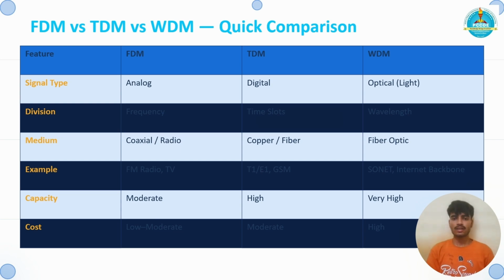communication. Now let us compare FDM, TDM and WDM. FDM divides communication using frequency, TDM divides communication using time slots, WDM divides communication using wavelengths of light. FDM is mainly used for analog systems, TDM is used for digital communication systems, WDM is used in optical fiber communication. Among all three techniques, WDM provides the highest data carrying capacity, but it is also more expensive.